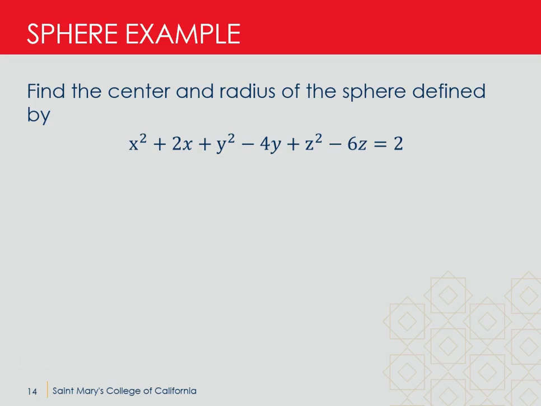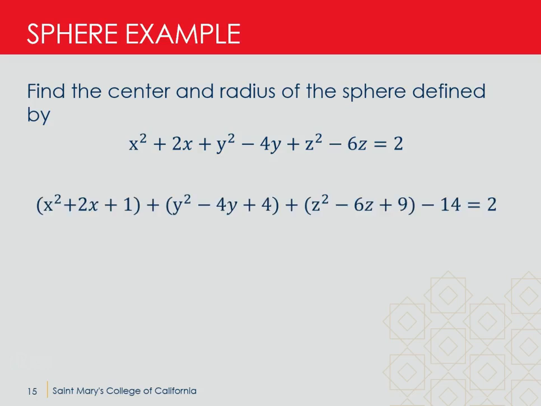Okay, so completing the square, let's just think about the x. So we have x squared plus 2x. Well, what completes the square of x squared plus 2x? Well, that would be x squared plus 2x plus 1. Similarly, for the y, we probably get a minus 2, I think. And for the z, a minus 3.